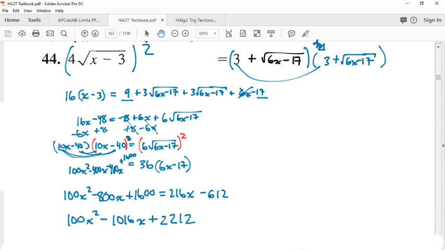2212 equals 0. Now we have to factor this and solve. Oh my goodness, this is dirty. Oh, this is disgusting. I don't think you'll see this on the test, guys. This would take way too long. Let's take a 2 out.